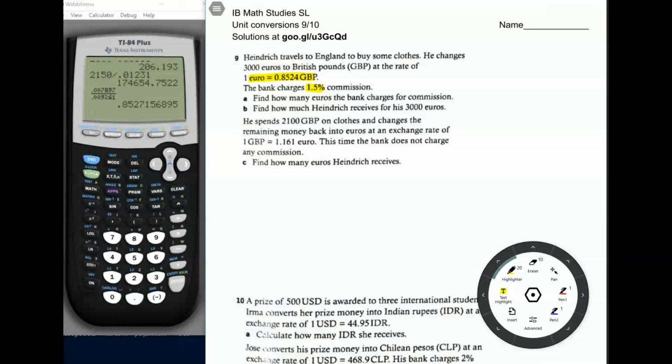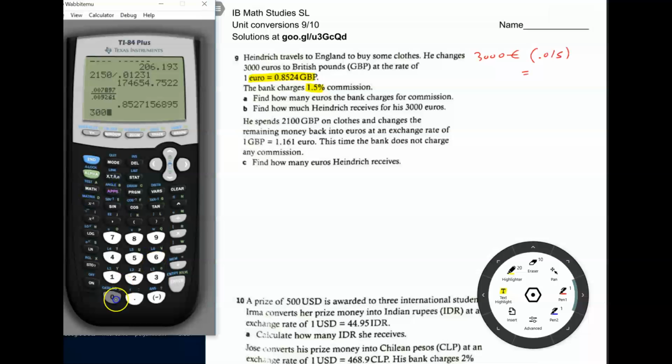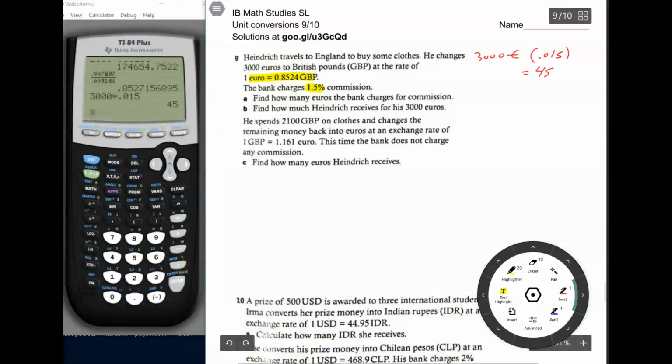In this case we're going to find the commission before we even do the exchange, because it asks for the euro amount for the commission. So we've got 3,000 euros, and we want to know what 1.5% is. That would be 0.015, so 3,000 times 0.015. I multiplied 1.5% times 0.01 to get the decimal. So that's equal to 45 euros.